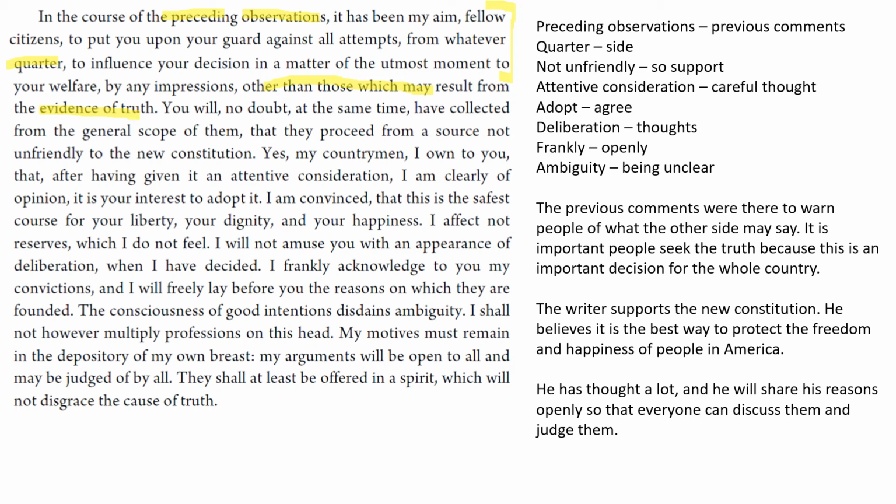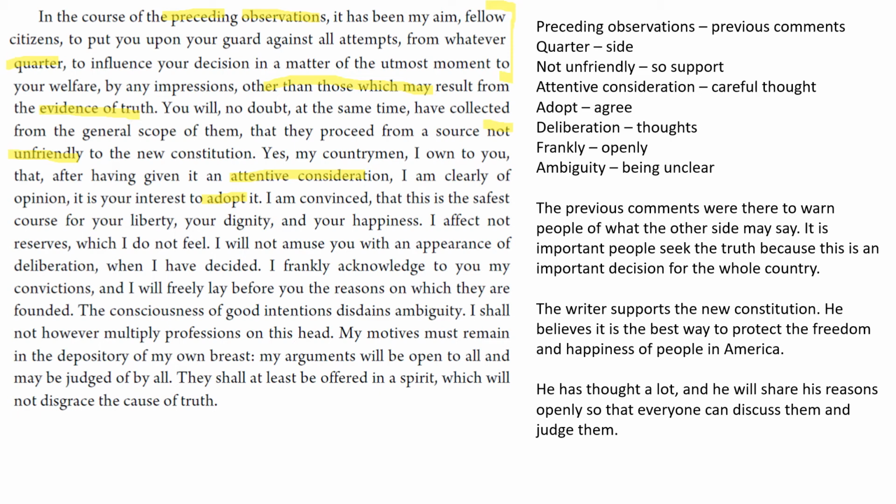You will, no doubt, at the same time, have collected from the general scope of them that they proceed from a source not unfriendly to the new constitution. Not unfriendly means supportive of the new constitution. Yes, my countrymen, I own to you that after having given it an attentive consideration, careful thought, I am clearly of opinion it is your interest to adopt it, to agree to it. I am convinced that this is the safest course for your liberty, your dignity, and your happiness.